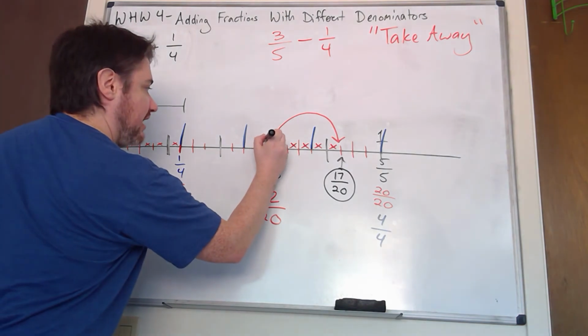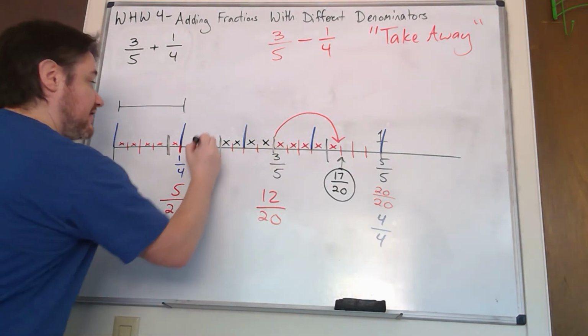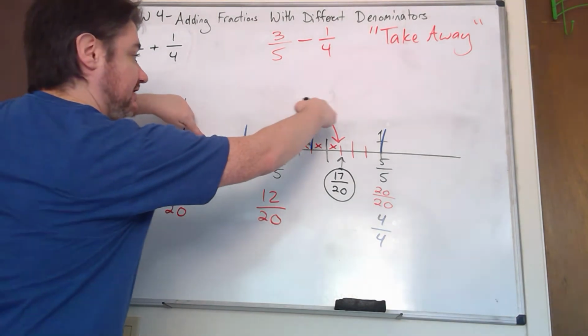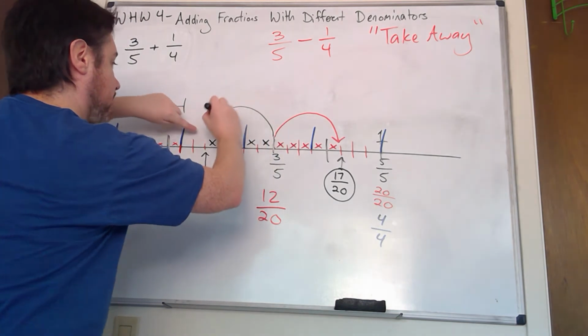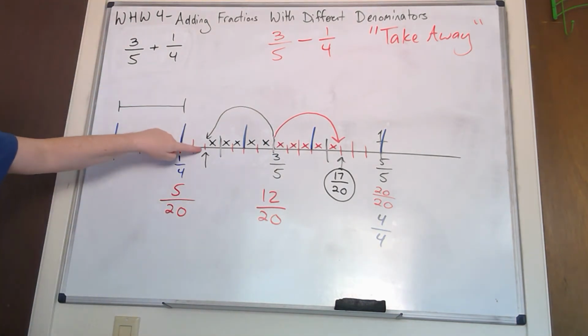So let me, I'll do a black X. 1, 2, 3, 4, 5. That's my mark, right? That's where that gets me. And just like here, I took the jump. I could show that with the jump as well. There we go. 1, 2, 3, 4, 5 little segments ends me there.